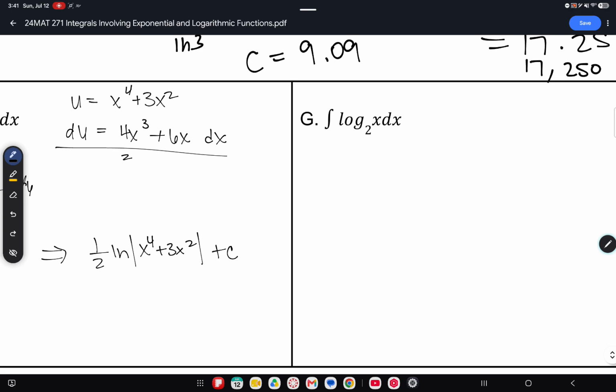All right, and then we have log 2x. So this is just the basic rule here. So we have x over natural log of 2 times natural log of x minus 1 plus c.